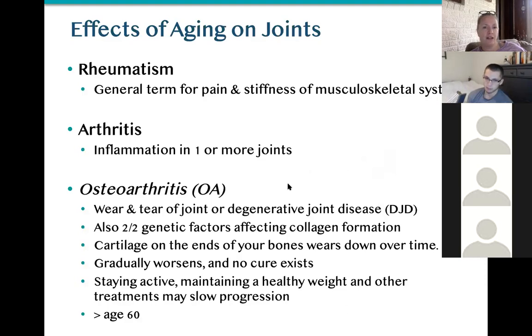Okay, lots of effects of aging on our joints. We have different types of arthritis. Rheumatism is just a term, like remember if you ever watched the Beverly Hillbillies and Granny always has her rheumatiz? So it's the general term for pain and stiffness in our musculoskeletal system. Arthritis means that you're having inflammation in one or more joints, and the most common is osteoarthritis.